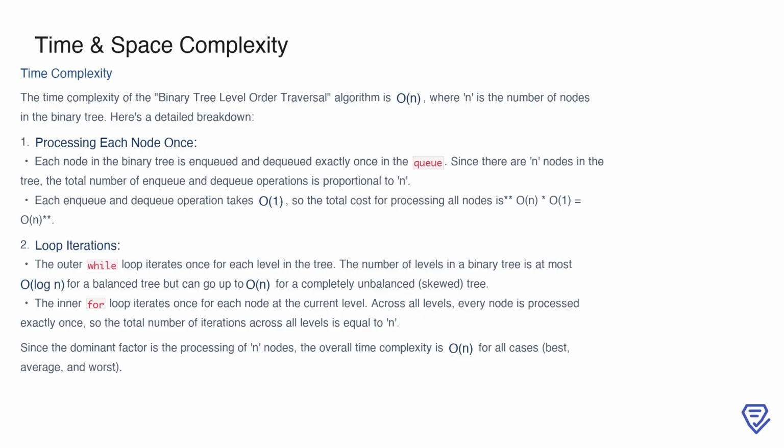Since each of these operations takes constant time, O(1), the overall cost for processing all nodes is O(n). Additionally, the algorithm involves a while loop that iterates once for each level of the tree. Within this loop, a nested for loop processes all nodes at the current level. While the number of outer iterations depends on the height of the tree, the total number of inner iterations across all levels is still proportional to n, as every node is only processed once. Therefore, regardless of whether the tree is balanced or unbalanced, the dominant factor remains the processing of n nodes, leading to an overall time complexity of O(n) in all cases.